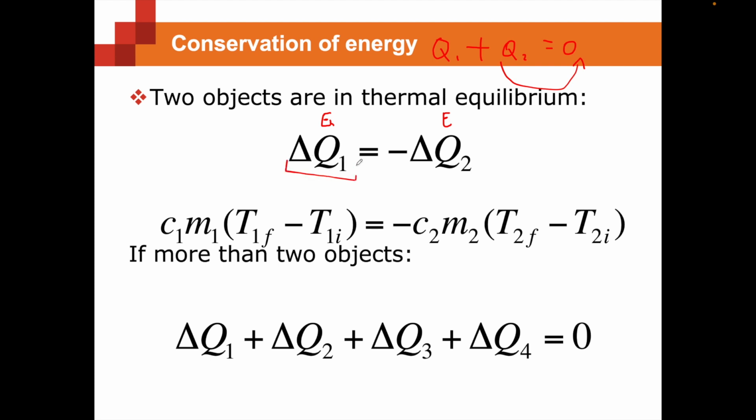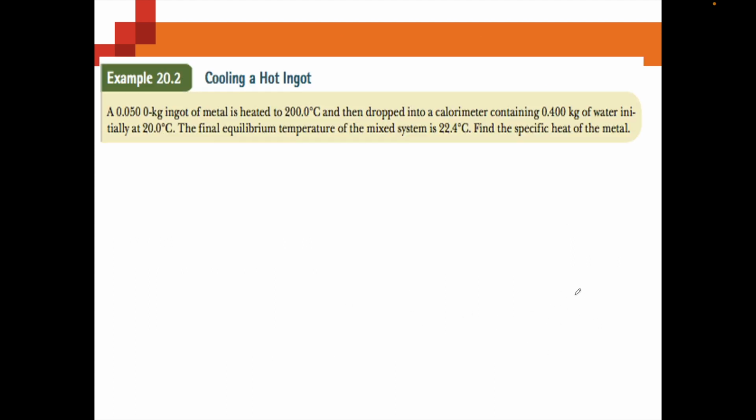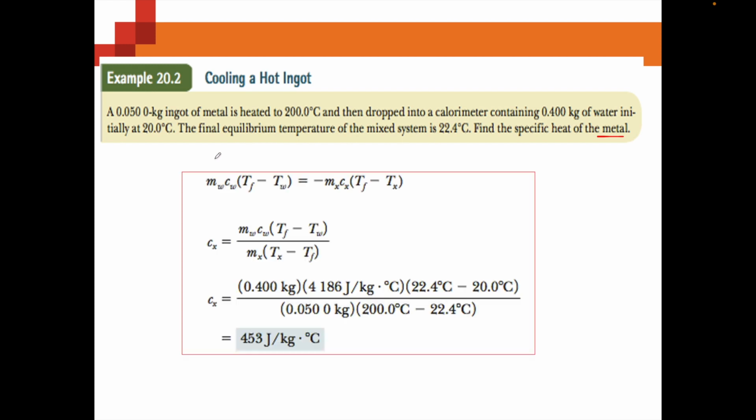So that means I can have C m delta T equals C m delta T for the other one. If there's more, you can add more of them, C m delta T all the way, and that should all add up to 0. So here is a quick example. You have a small ingot of metal, it's heated to this much, it's dropped into a calorimeter containing this much water at this temperature. The final temperature is this. Find the specific heat of the metal. No problem. So we have C m delta T equals C m delta T. They've just swapped the m and the C. Doesn't matter, it's the same thing.